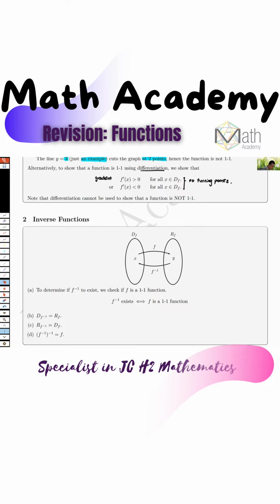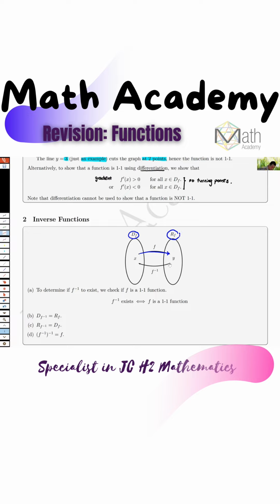Okay, so we recap on inverse functions first. What are they? f goes from left to right. So the place you start is the domain. The place you end is called the range. Starting position is domain, ending position is range.